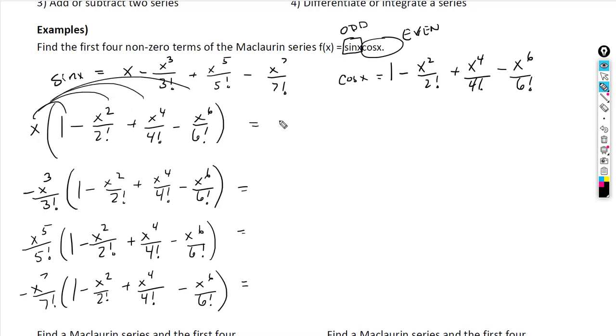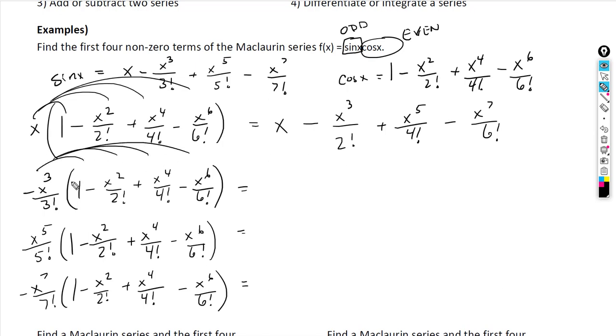And so now I get x, right, minus x to the 3 over 2 factorial plus x to the 5th over 4 factorial minus x to the 7 over 6 factorial. Okay, and I'm going to do the same thing for all of them. Hopefully, what you can see is if I do the next, I'm going to speed up the rest of these after this set here. But I'm going to line these up, okay?